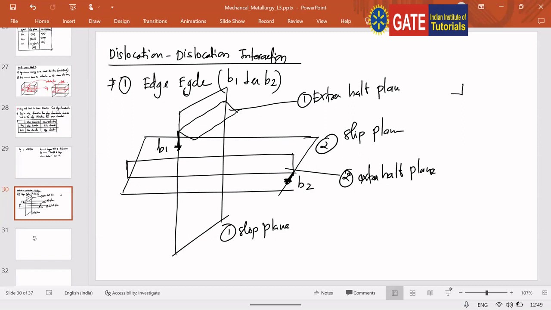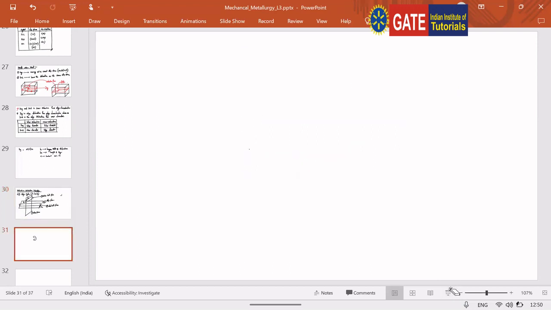Now, what will happen to this edge dislocation? Edge dislocation 1 with the Burgers vector B1 will remain unaffected as B2 is parallel to T1. What is T1? This is your T1, right? T1 bar is the dislocation line vector. T1 bar and B2 are parallel. So what will happen? I'll show you in the next slide.